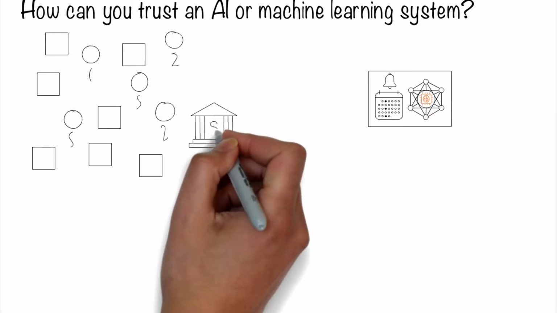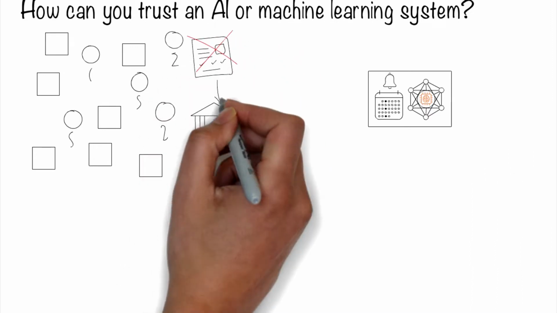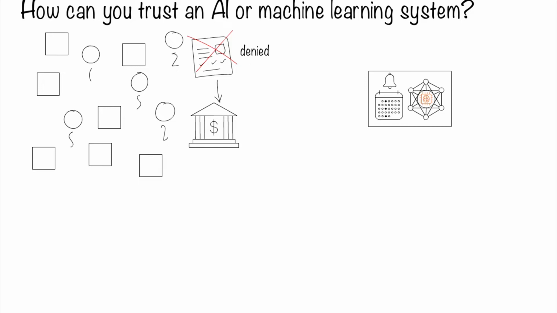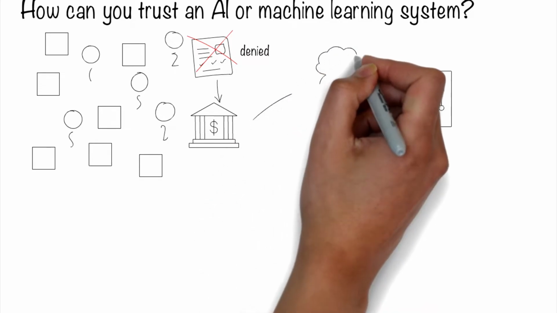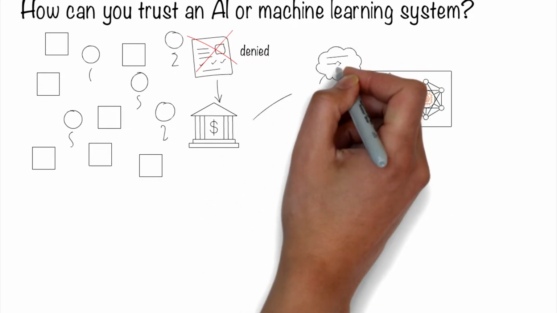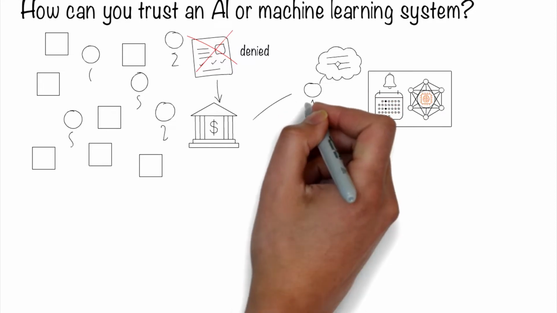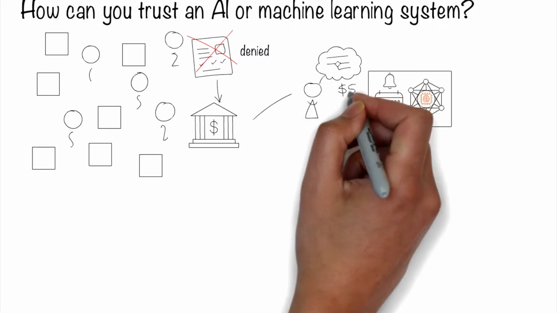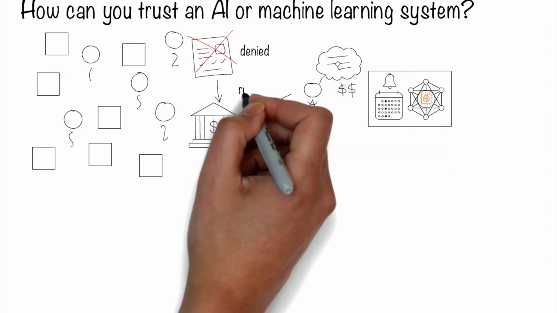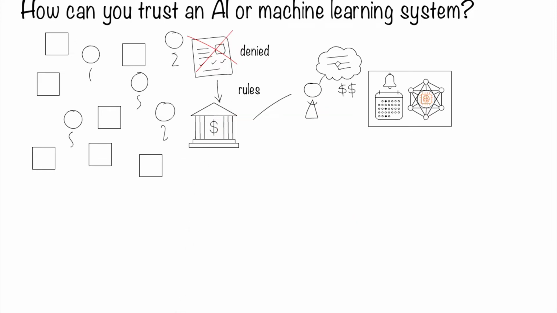Say you apply for a loan with a bank and you get denied. A few decades back, this loan might have been denied by a banker who looked at your paper application. That's because the decision was based on a set of rules that the bank had set, and the banker was able to explain why your loan got denied.